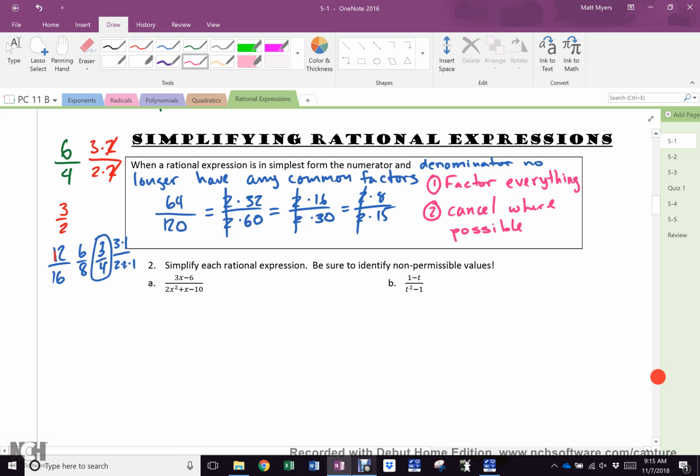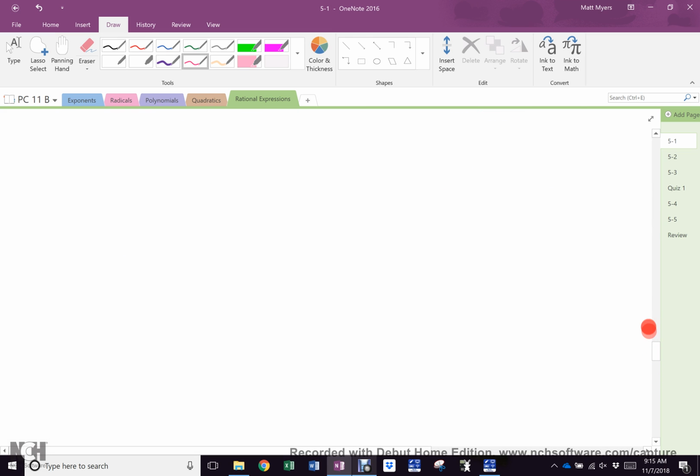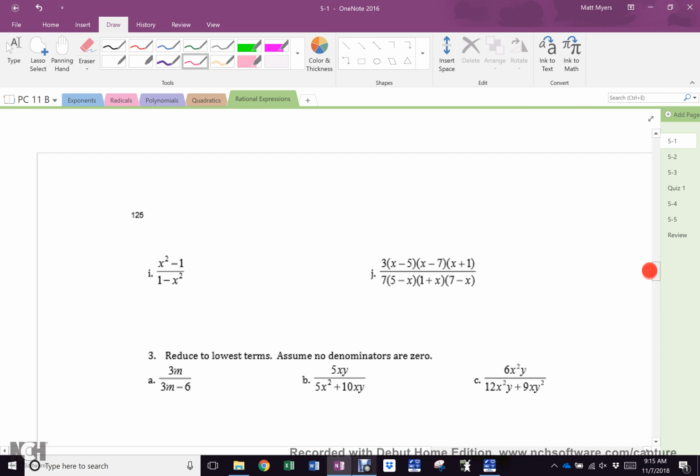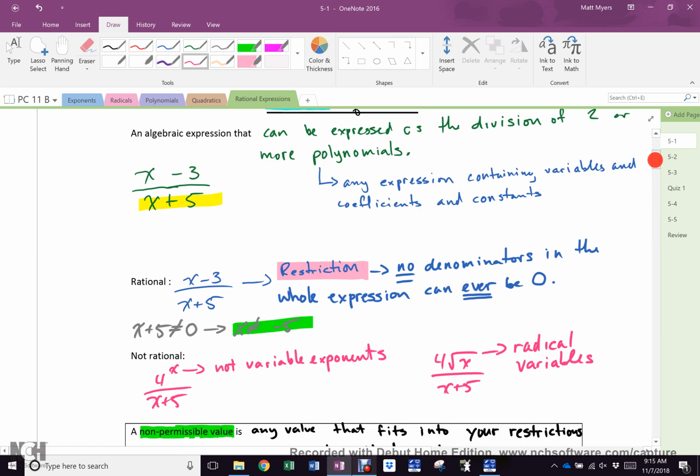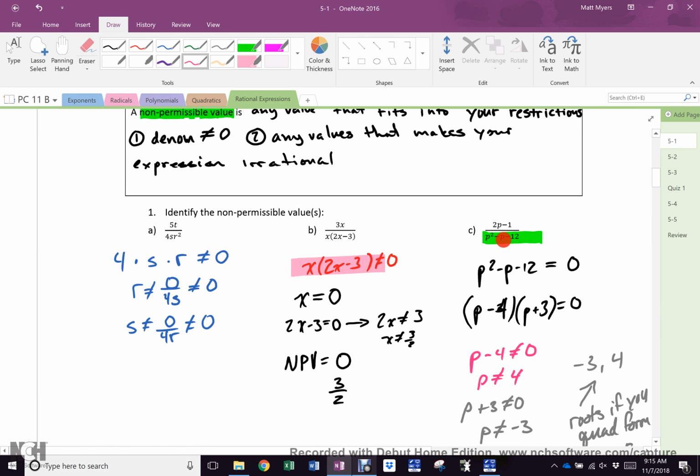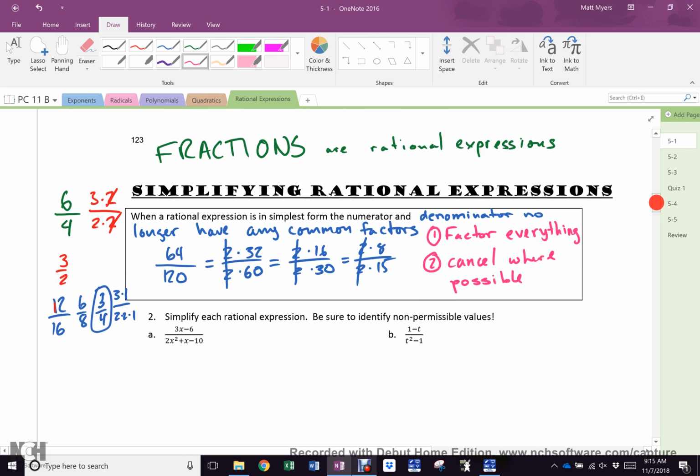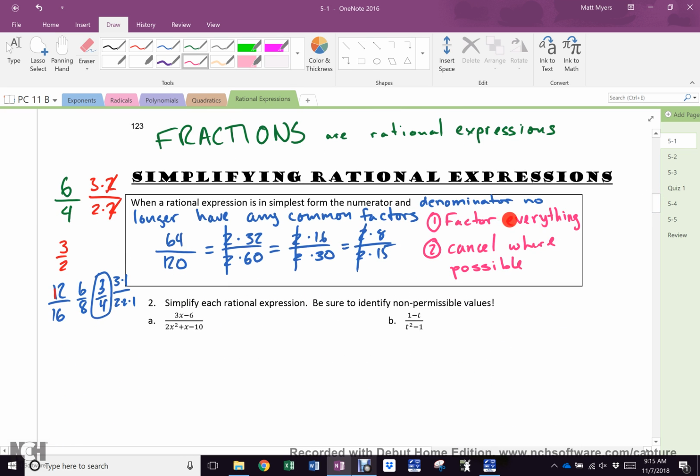Because look what we just did. Two minutes ago, we had a very yucky denominator. But once we factored it, it was really easy, yes? Okay, so when we're doing non-permissible values, sometimes we have to factor. And when we're simplifying, we have to factor. So if I've got to factor for both of them anyway, I might as well factor right now and then check for my non-permissible values, correct?